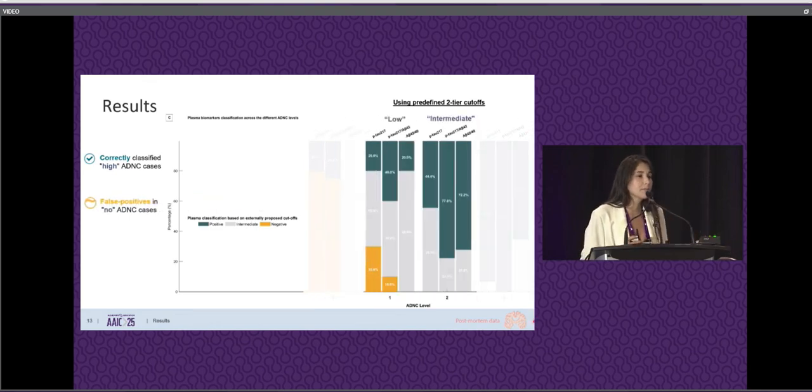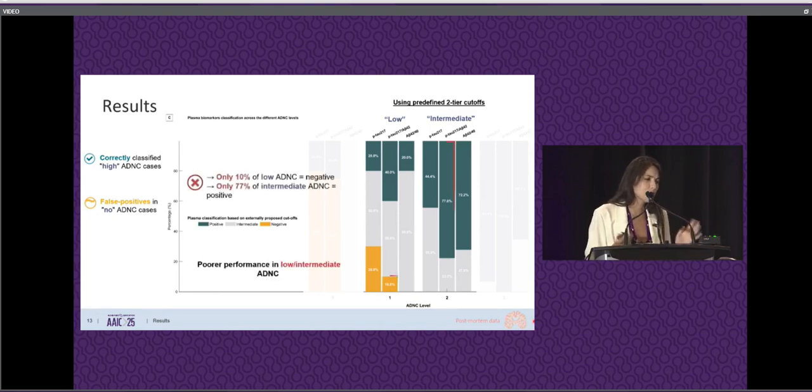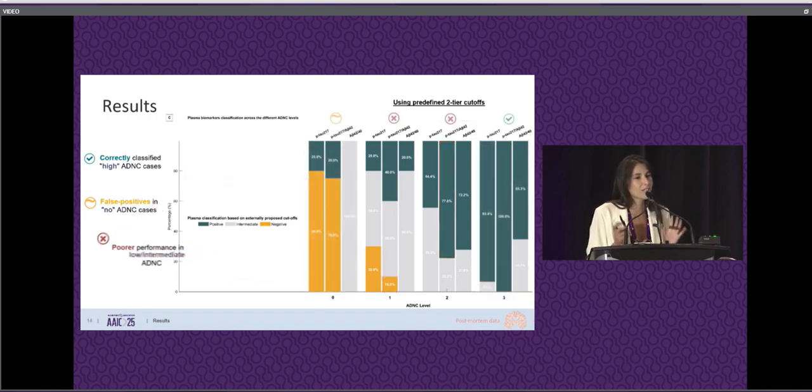And when we go to the intermediate ones, then we see a bit of discordance. So 10% negative for the low, 77 for the intermediate as positive, but you will say, okay, maybe you're too much. It's okay, and I will agree. If it's positive, then it's sensitive. But we have to keep in mind, it's ADNC in ADNI.